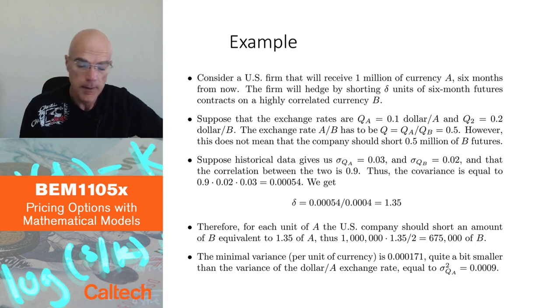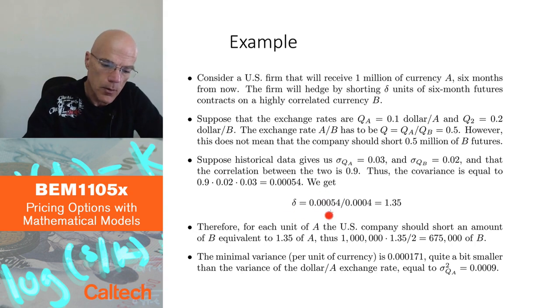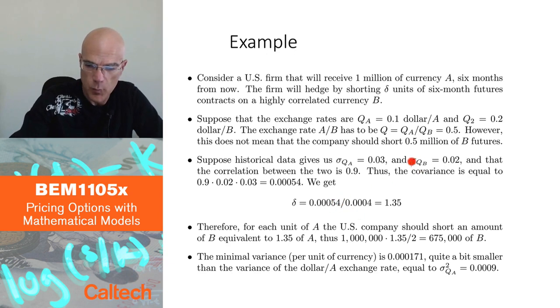the second asset. So its covariance is this number 0.00054 over the variance of the second asset. That would be this squared, right? This is the standard deviation, so the variance is sigma squared. 0.02 squared is 0.0004, and this ratio is 1.35.